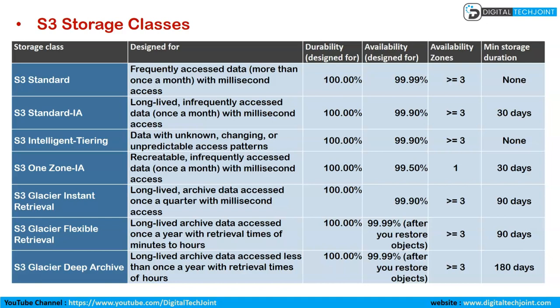Then there is S3 One Zone IA, that is One Zone Infrequent Access. One zone means the availability zone is only 1. In case of other classes, your availability zone spans more than 3, or minimum it is 3. For example, if you look at the fifth column, availability zone, all the availability zones are greater than or equal to 3 except for One Zone Infrequent Access.